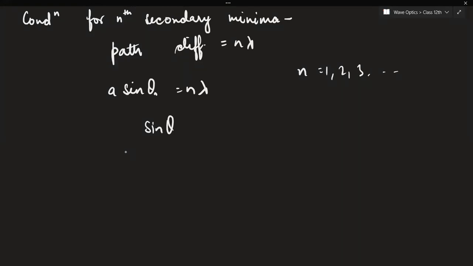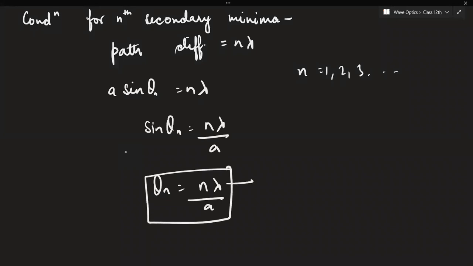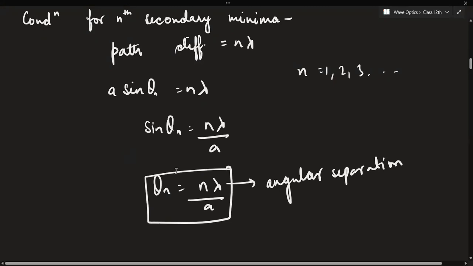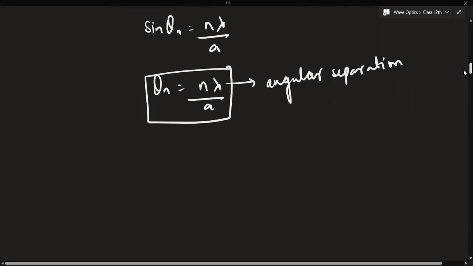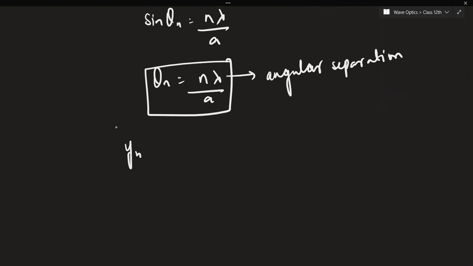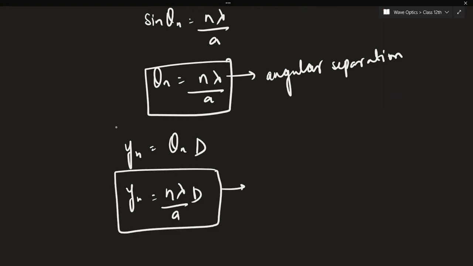And sine theta n becomes equal to n lambda by a. So we use small angle approximation and theta n becomes equal to n lambda by a. This is known as the angular separation. Now, if we have to find out the linear separation, for the calculation of the linear separation, yn I had also written. So yn is equal to theta n into D. So yn will be n lambda by a multiplied by D. This is the linear separation.